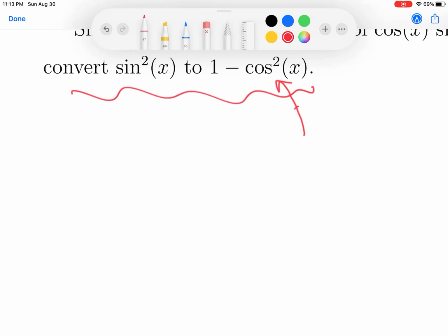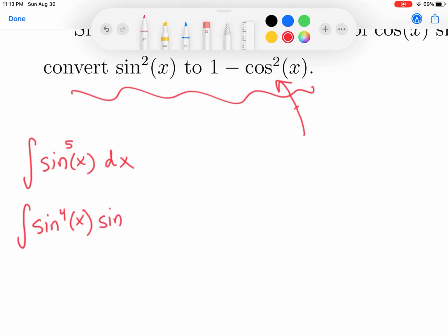All right. So remember, our original integral is the integral of sine x raised to the 5th power, and then we have our dx. What I'm going to do is strip off a sine x. So what does that look like? Well, it looks like this. I'm just going to do sine to the 4th times a sine x. I'm just stripping it off and writing it a little bit differently.